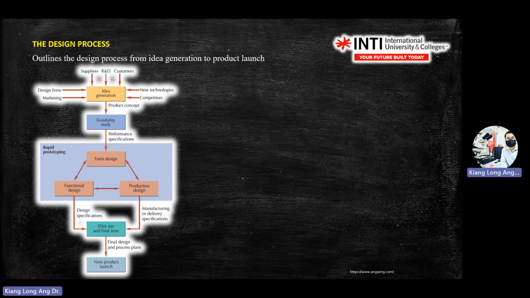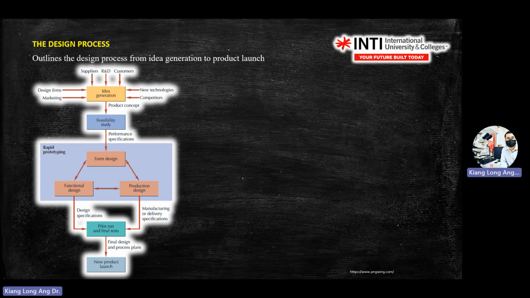Right. So we start with a few main blocks first. We start with the idea stage or idea generation. Then you go into feasibility studies. Then you go into fabrication. Fabrication, in this module, for product development, we will touch on something known as rapid prototyping. So idea, then studies, then rapid prototyping or fabrication.